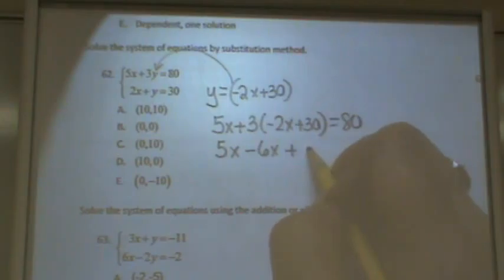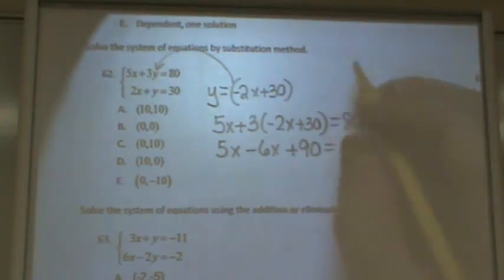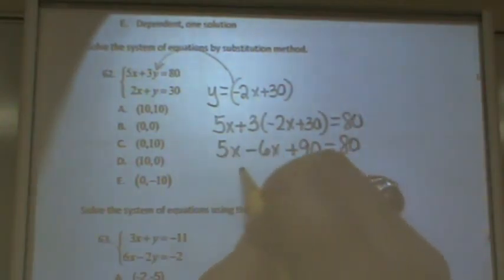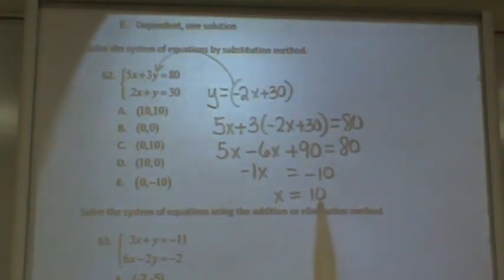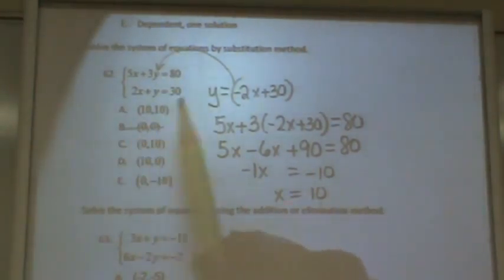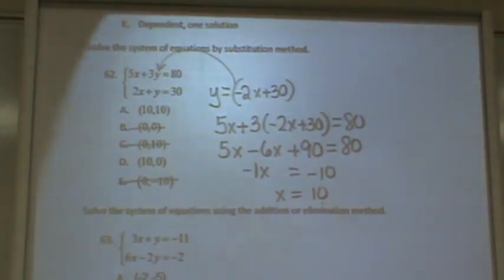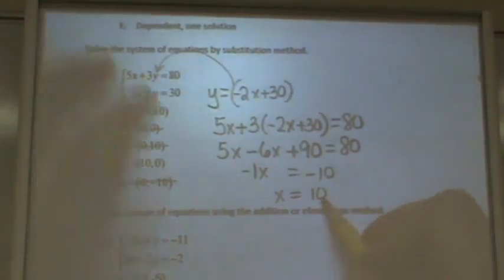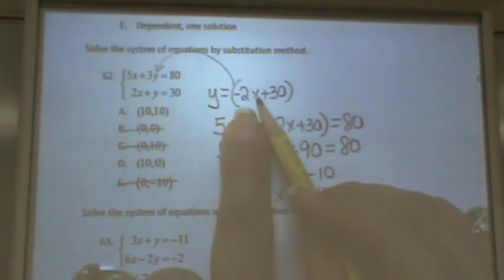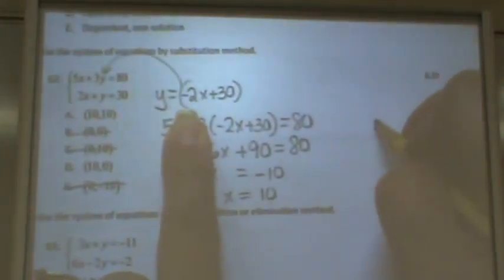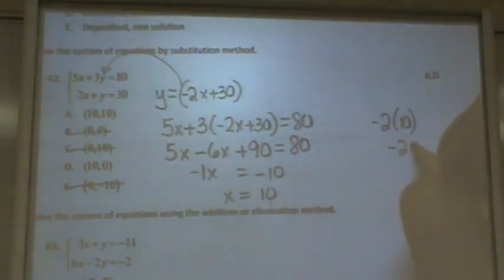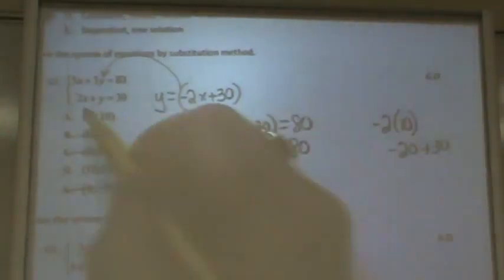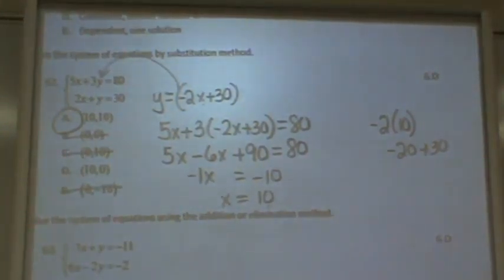3 times 30 is 90. Okay, this is negative 1x. Subtract 90, you get negative 10, so x is 10. So if x is 10, I already know that's not a correct answer, that's not a correct answer, and neither is E. So when x is 10, the easiest place to replace that would be right here. So negative 2 times 10 is negative 20, and negative 20 plus 30 is 10. So the answer is A, 10, 10.